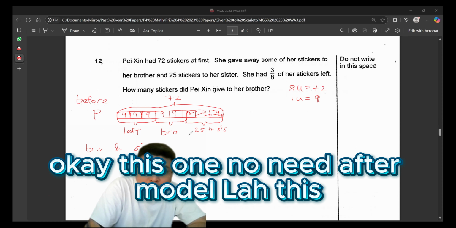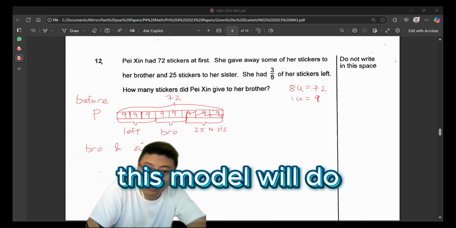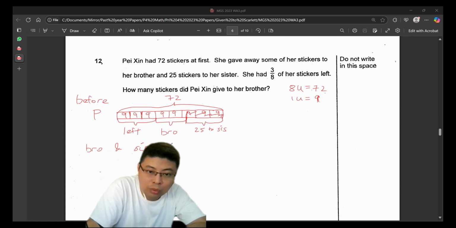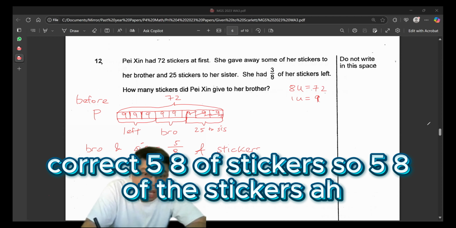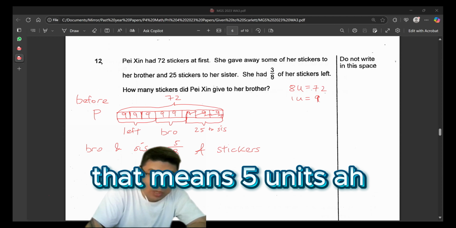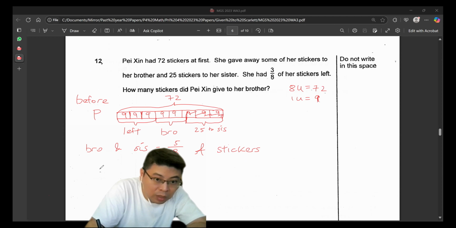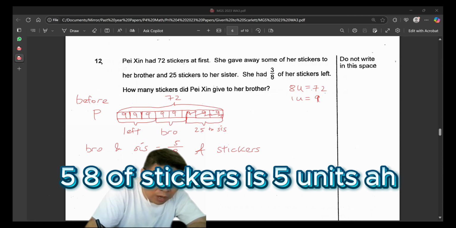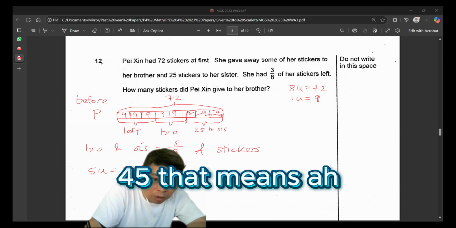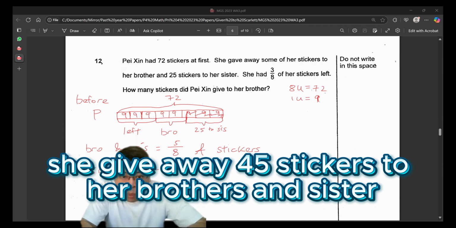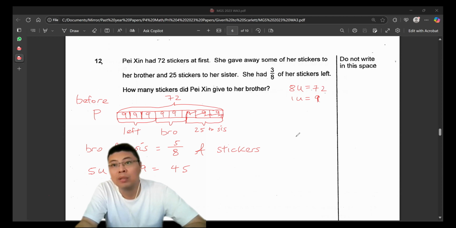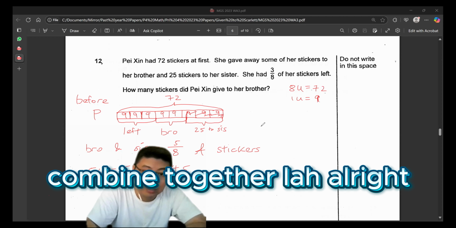Okay, this one no need another model lah. This model would do. Correct? 5/8 of the stickers, that means 5 units. 5 times 9 is 45. That means she gave away 45 stickers to her brother and sister combined together.